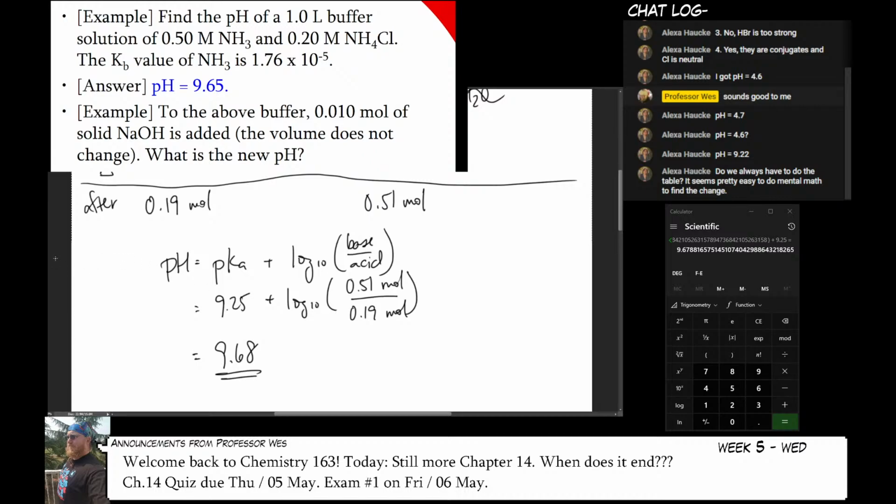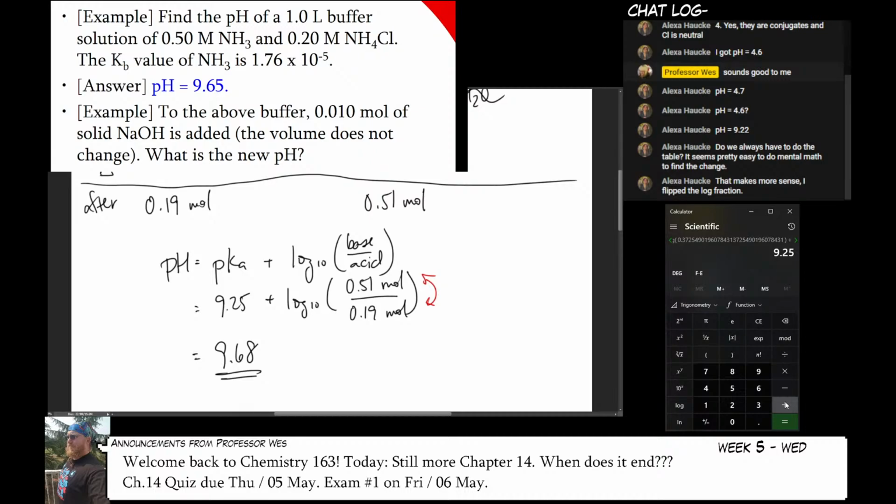And again, be careful. This is the part that will get mixed up. If you flip these two numbers around, then you would get... What would you get? Let's see here. Oh, that's not what you'd get. You get a much smaller number, actually. You get 8.82. So yeah, be careful. I was trying to find your number, but I don't know what happened, actually.